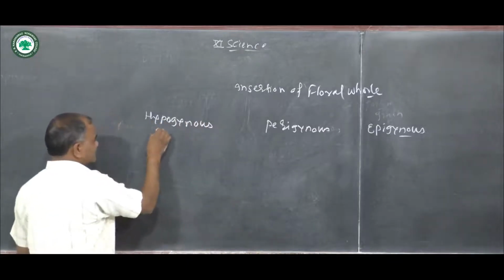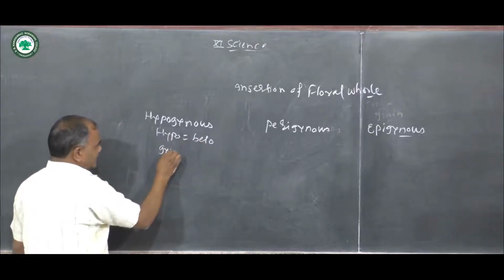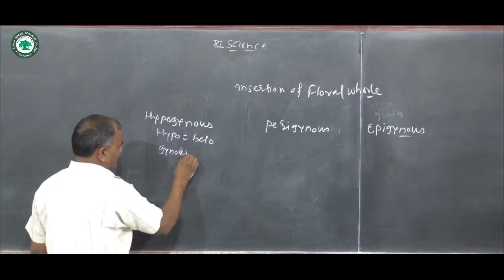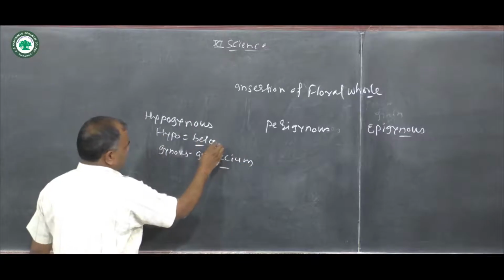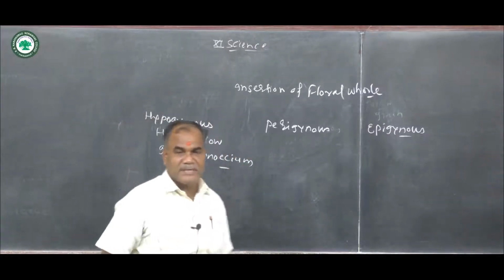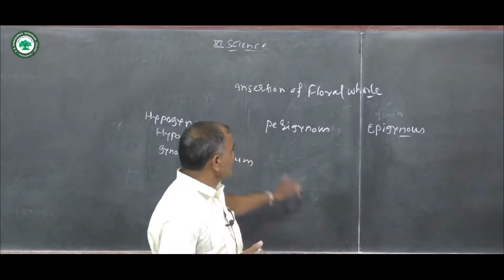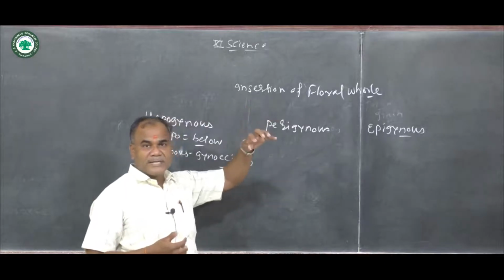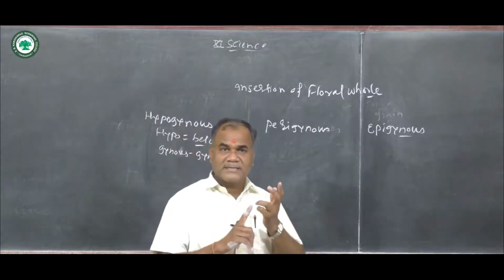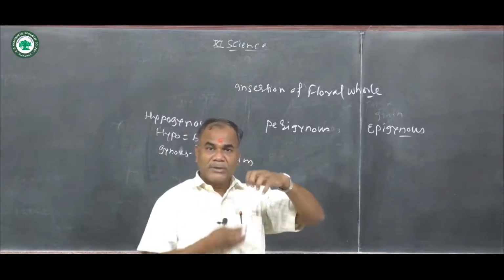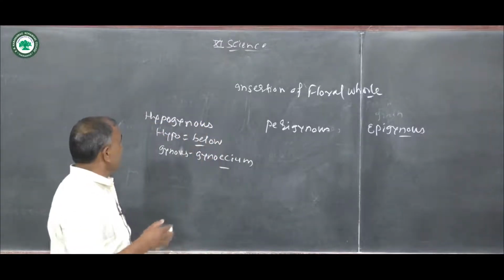See, hypo means below, gynous means gynoecium. What is meant by hypogynous? Hypo means below and gynous means gynoecium. What is below the gynoecium? All the remaining whorls, except the gynoecium. The calyx, corolla and androecium arise below the gynoecium. So this type of arrangement or insertion of the floral whorls is known as the hypogynous flower.